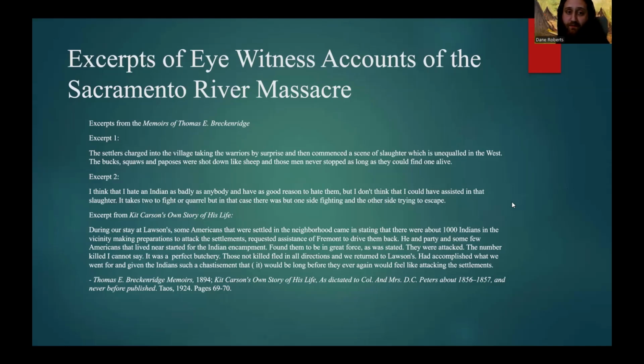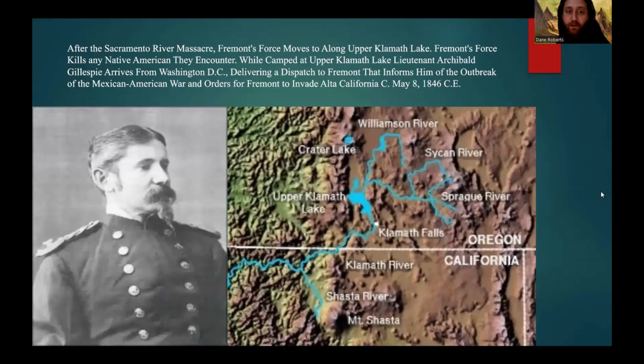So this in itself shows just how brutal the Sacramento River Massacre was. And here are the sources that I got that information from. After the Sacramento River Massacre, Fremont's force would then move along the Upper Klamath River, up along the Upper Klamath Lake. Fremont's force would, in doing this, kill any Native American they encountered.